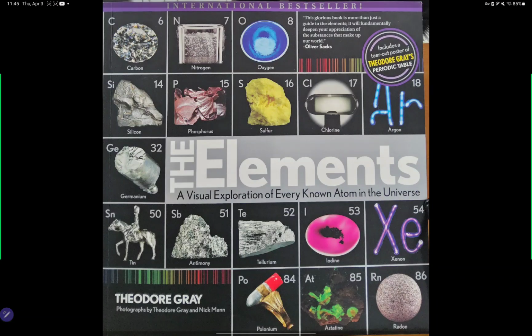The Elements, a visual exploration of every known atom in the universe. Let's get this started.